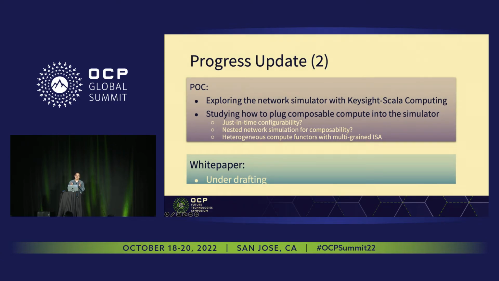Because if we want to really scale up our architecture from fine-grained composability to really coarse-grained composability, there'll be many levels of nested network simulation for composability. This could be another challenge for the existing network simulators. So that's also something we are investigating with the members.